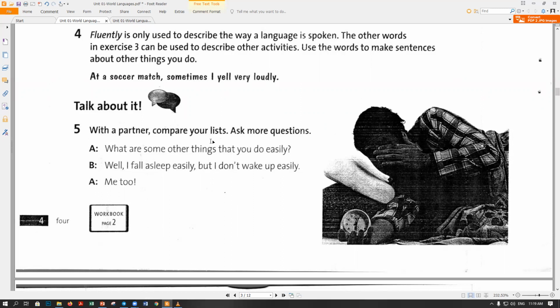Okay, so ask more questions. You have to ask more questions after you compare your list, after you compare what you have learned. I mean, for example, person A asks: What are some other things you do easily? Well, B answers: Well, I fall asleep easily, but I don't wake up easily. And then person A says, me too. Okay. So that's your self exercise. You have to do that at home. And if you have done that and then show me, I will have some encouragement for you.